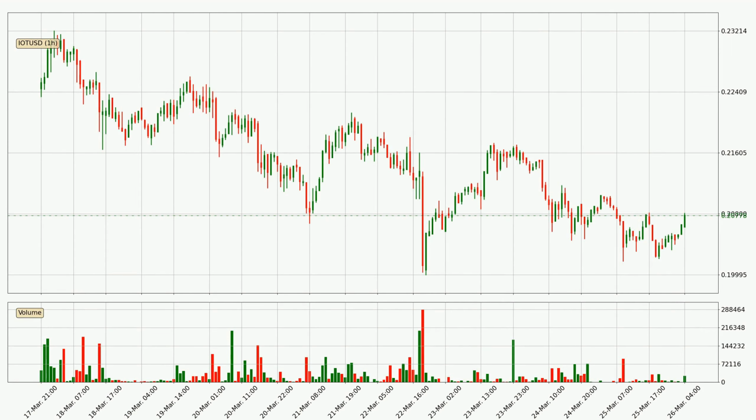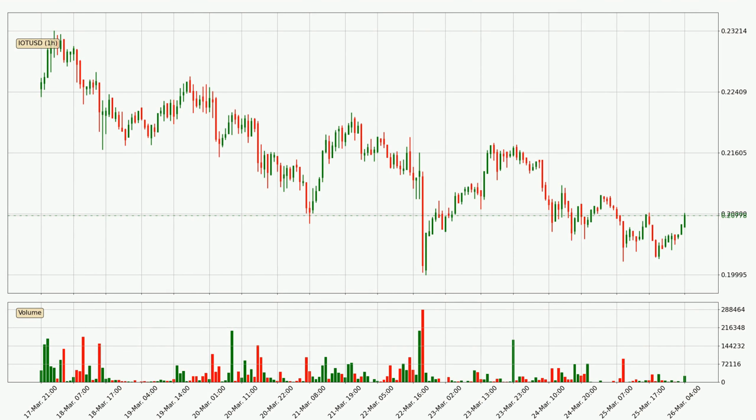In today's video you will find out how the price of IOTA has changed and what the technical indicators SMA, EMA, divergence and stochastic RSI are showing. If you are not familiar with the indicators, check out the explanation videos down below in the description.